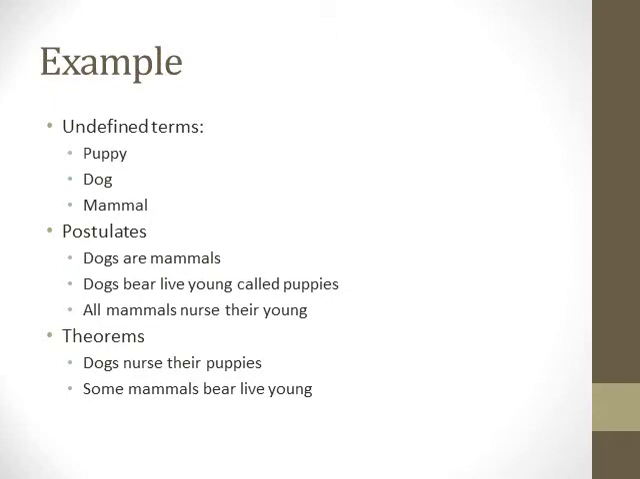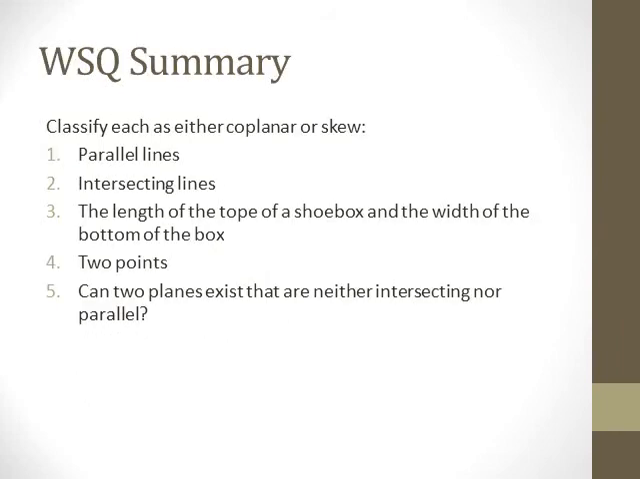I know that might seem a little bit confusing to you, and we'll talk more about this in the classroom. If you have questions, this would be part of your WSQ. Your WSQ summary is to classify each one of these five things as either coplanar or skew. Then submit that to me at geometrywithkirk@gmail.com, and I'll see you in class.